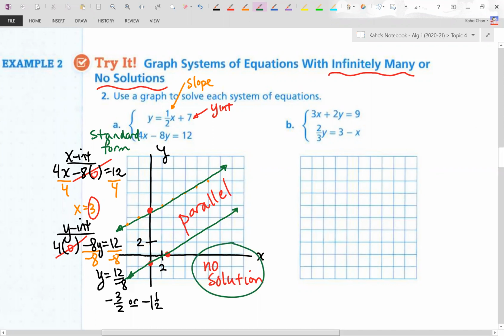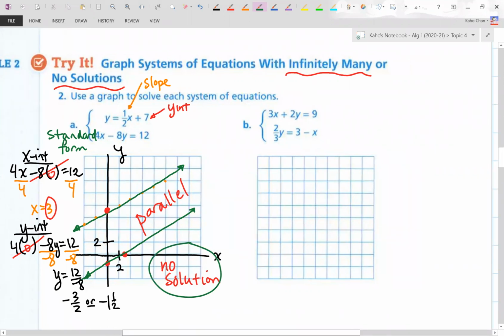All right. Letter B. Looks like I could use intercepts for the first equation. Unfortunately, that's going to be ugly. I'm going to get fractions again.